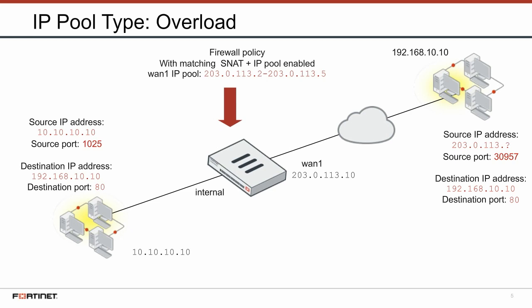In the overload IP pool type, a many-to-one or many-to-few relationship and port translation is used. In this example, source IP 10.10.10.10 will be translated to an IP address from the IP pool 203.0.113.2 to 203.0.113.5.